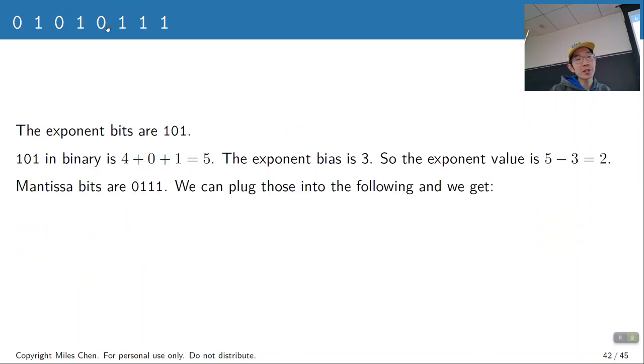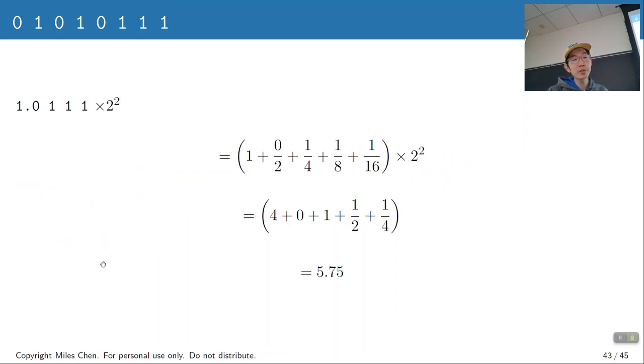The mantissa bits are 0, 1, 1, 1, okay? So we plug those in to the place, right? 1.0111. We take the 0, 1, 1, 1, and we have that, and this is gonna be 2 to the 2, our exponent is 2. So what is this equal to? 1 plus 0 halves plus 1 fourth plus 1 eighth plus 1 16th. We're multiplying that by 2 to the 2, and so we're gonna get 4 plus 1 plus 1 half plus 1 fourth. We're gonna get a total of 5 and 3 quarters, 5.75. Okay?